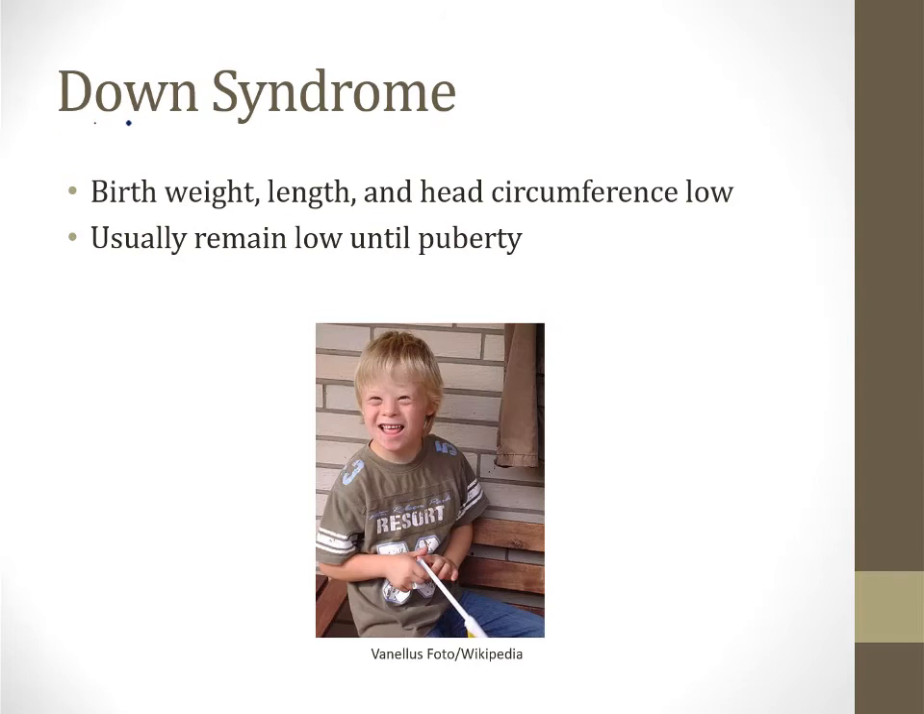Let me briefly mention Down syndrome because it's very high yield for step 1. So I talk about Down syndrome in detail in the Down syndrome video in the genetics section, but I'll just mention here that in children with Down syndrome, the birth weight, the length, and the head circumference are usually low, and they usually remain low until puberty, and some children with Down syndrome even become adults with short stature.